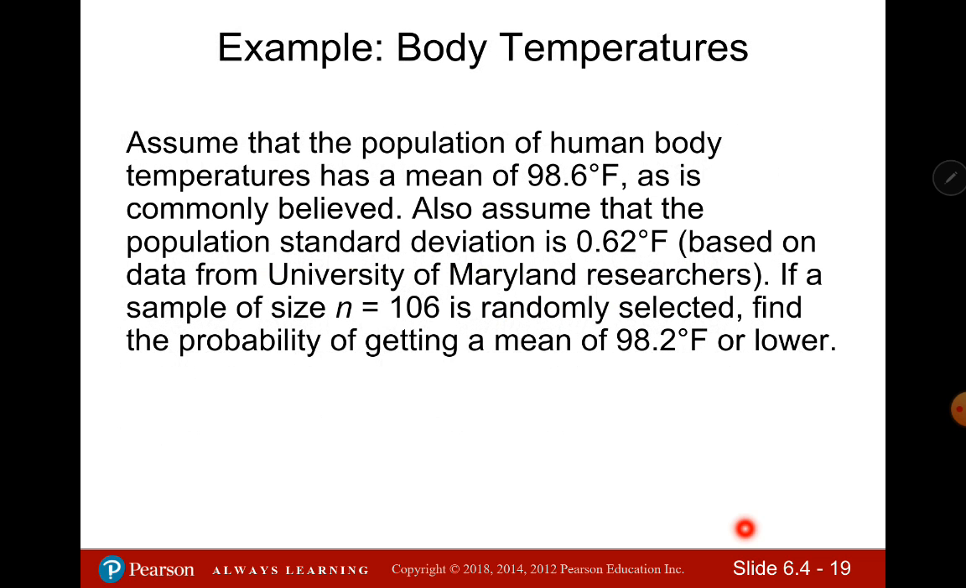Let's check the body temperature example.